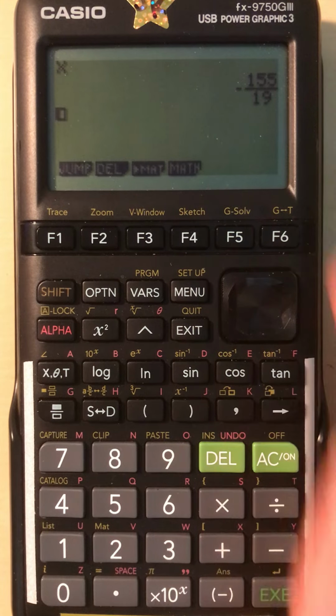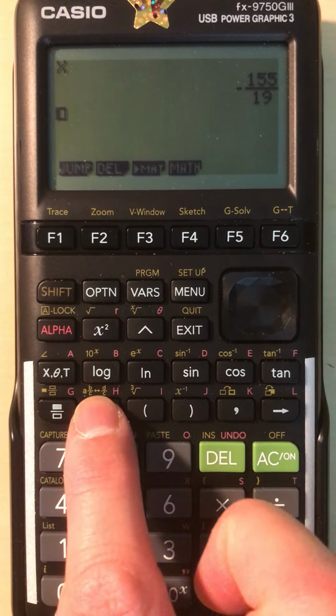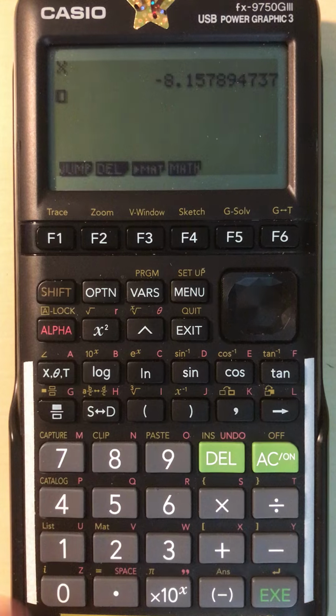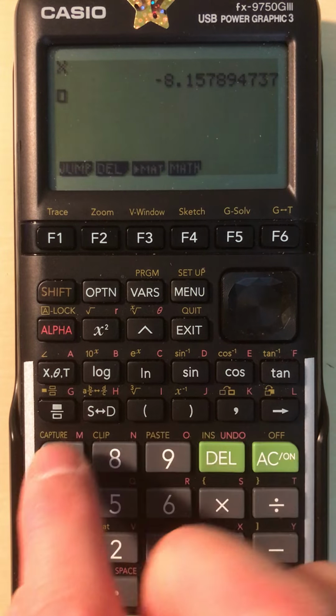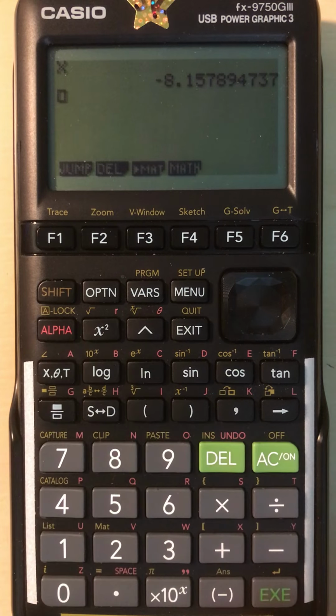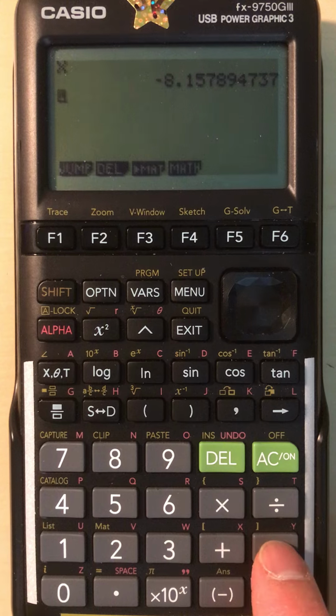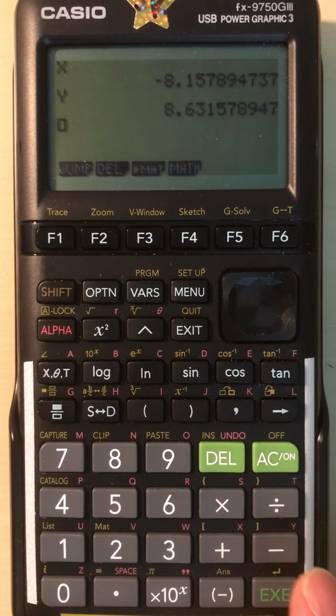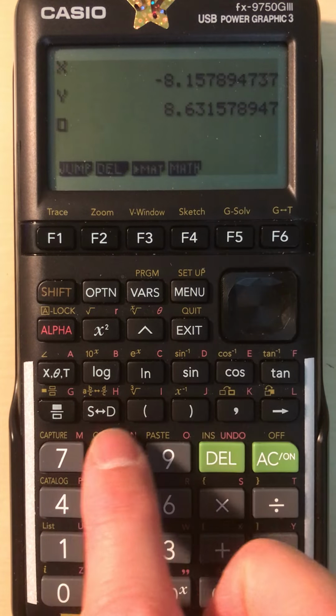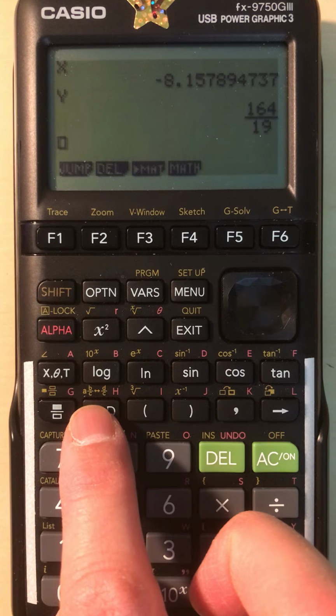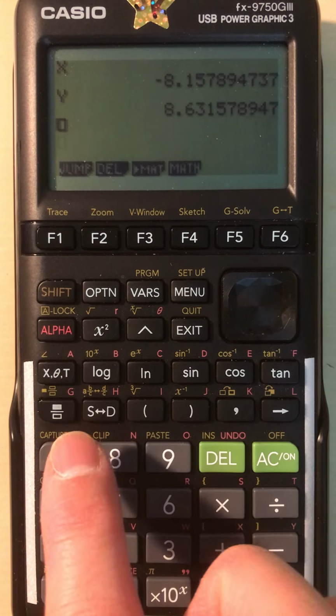Okay, so it's negative 155 over 19. Go back to decimal, okay? What about the y value? That was 8.63 and a bunch of other digits here. So I go alpha and I hit y. So the minus button is y and then hit execute. There's my y value. How do I make that into a fraction? S-D. Okay, 164/19. We'll go back to decimal.